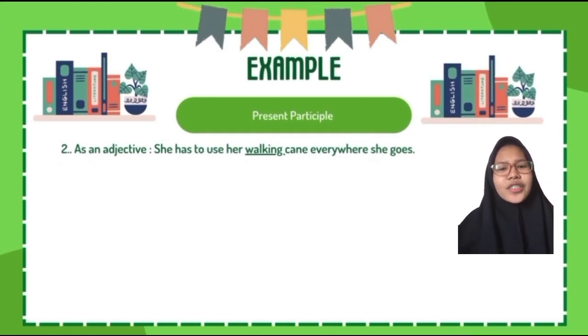As an adjective, just like the past participle, you can also use the present participle as an adjective. For example, she has to use her walking cane everywhere she goes.